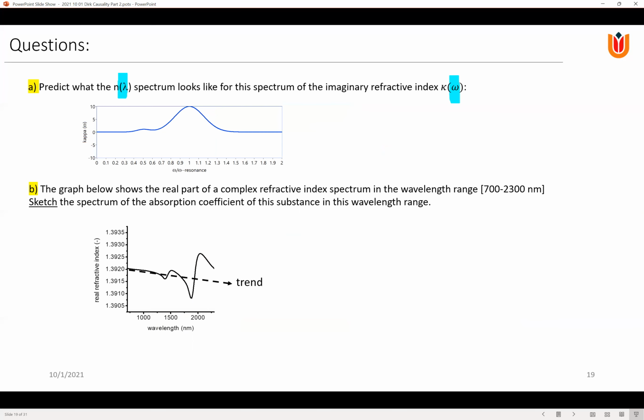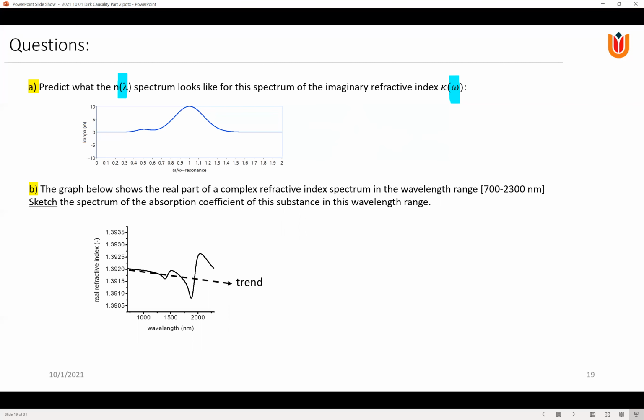So a question for you, just to see if this lands a little bit. Can you now sketch how the spectrum of n, the real part of the refractive index, would look when this is the absorption spectrum, or the spectrum of the imaginary part of the refractive index? And also the question the other way around.